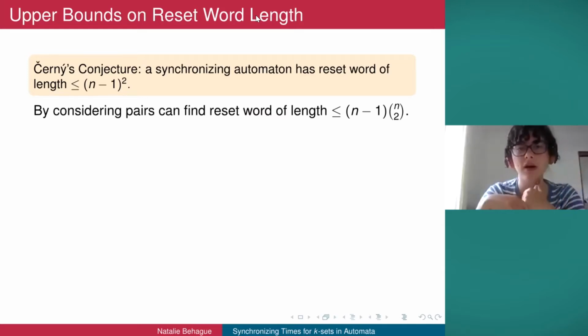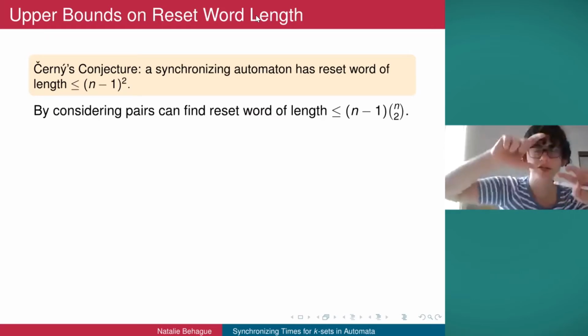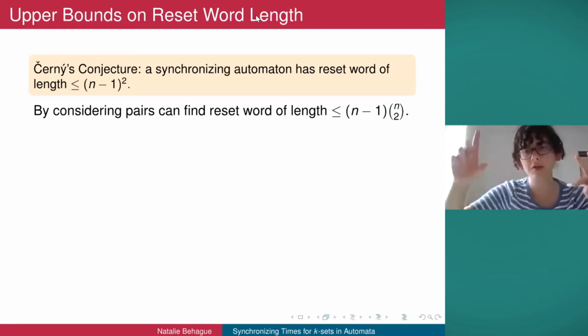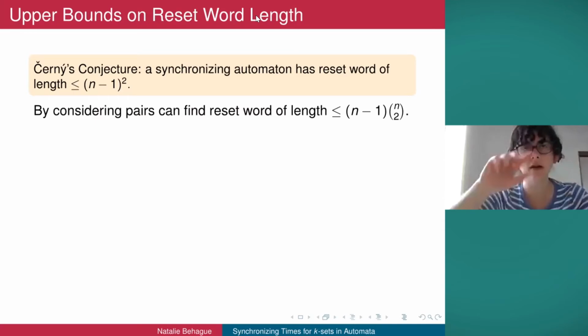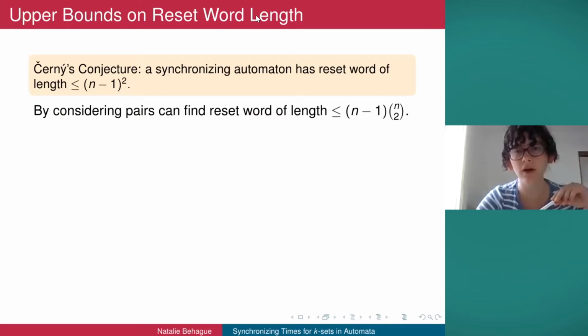Well, worst case scenario, you have to apply a transition function, and as you imagine those pair of states moving, as you apply transition functions, at worst case you have to pass through every single other pair before you can get to a singleton. So worst case scenario, given a pair of states, you might need a word of length n choose 2 to send it to a singleton.